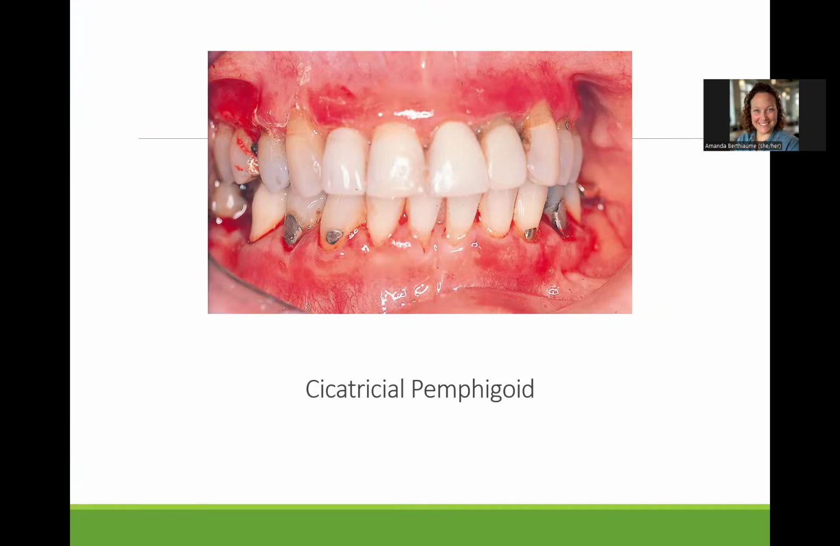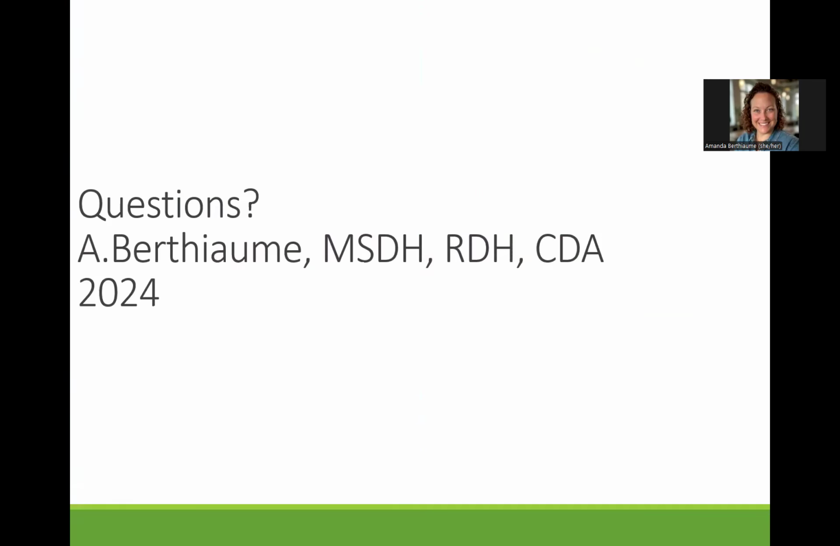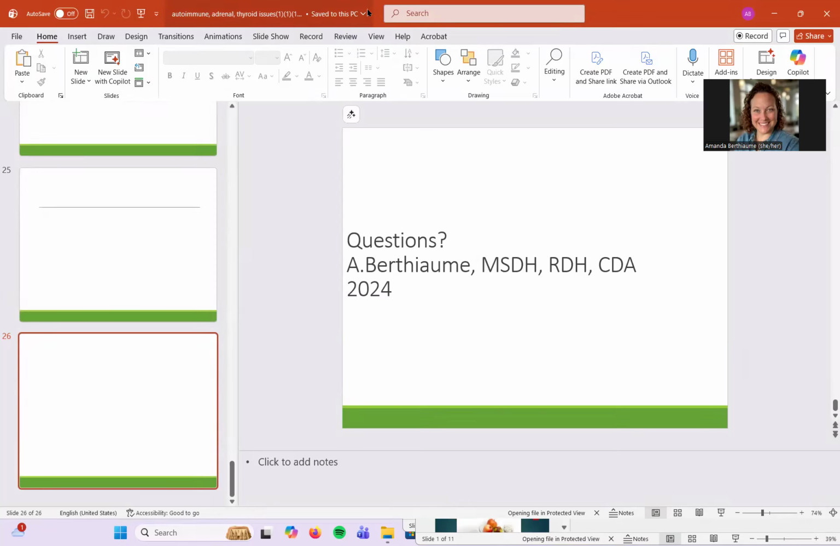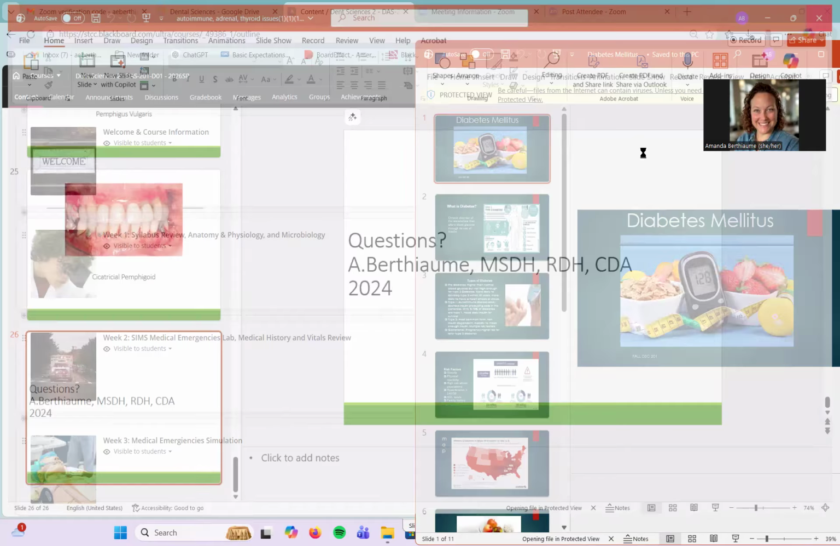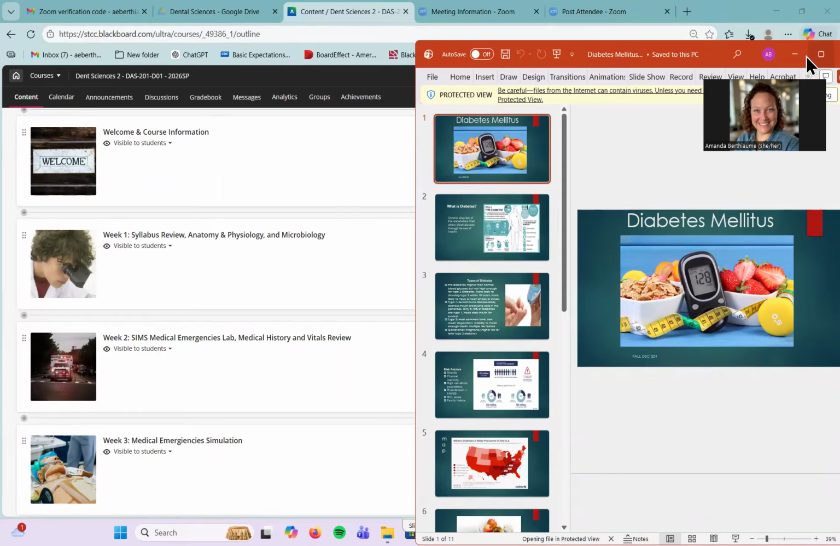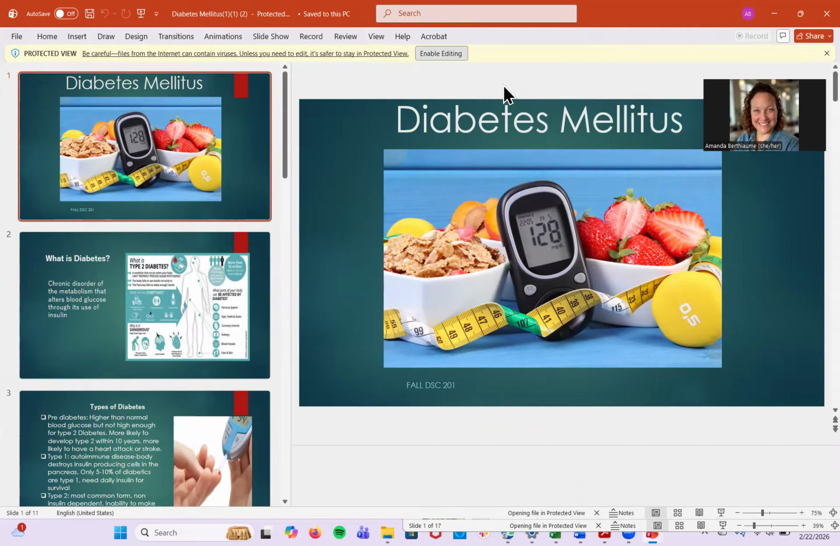Pemphigoid, there's a couple of different pemphigoids, but you can see there's red, irritated gingiva. This is also very painful. Even just touching it might cause a flare-up. A chip hitting your gum or tissue in a certain way could start a flare-up. But pemphigoid is again hard to diagnose and needs to be sent to an oral surgeon for diagnosis. So that is autoimmune. There's a lot more autoimmune diseases out there. I highly recommend you taking continuing education classes.